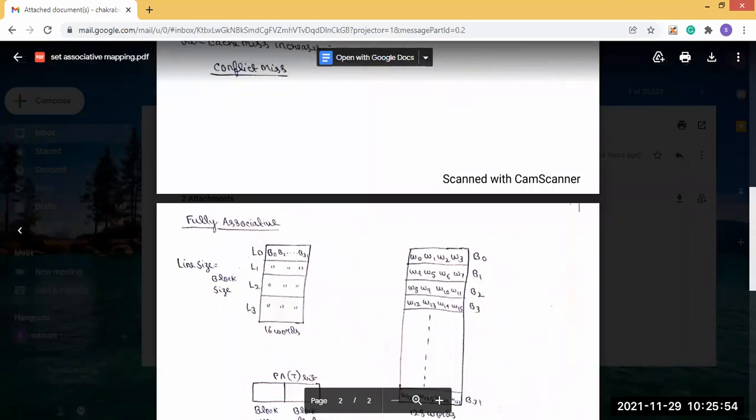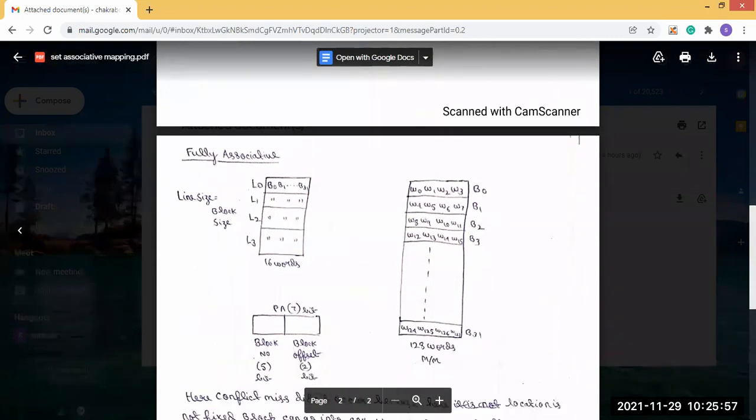Now in this fully associative mapping, I have taken the same example which we used in direct mapping. Here 128 words are present, which means our RAM is of 128 words, and in each block we can have 4 words. So 128 divided by 4 means 32 blocks should be present.